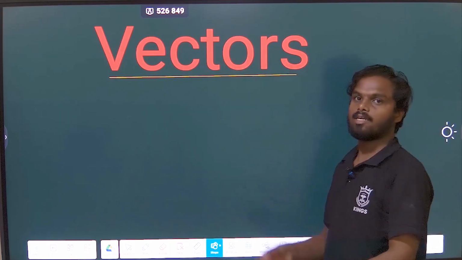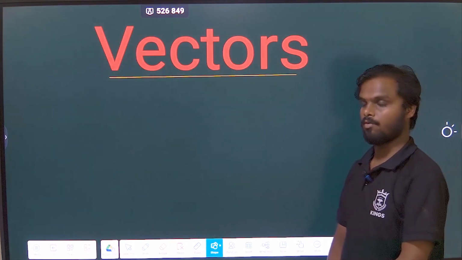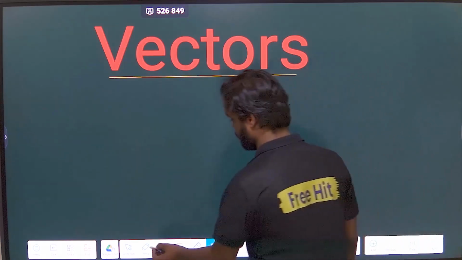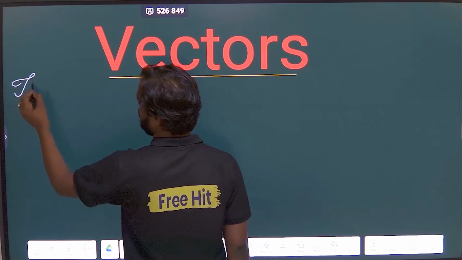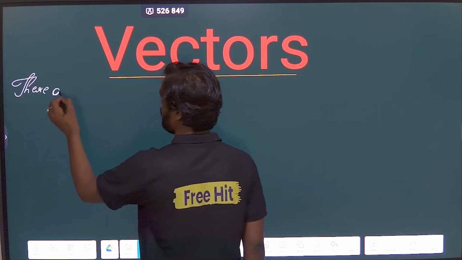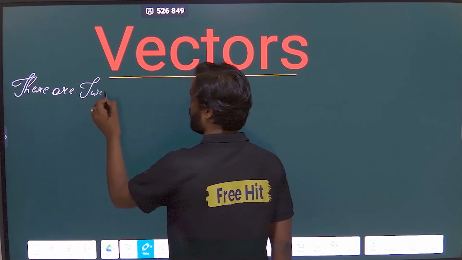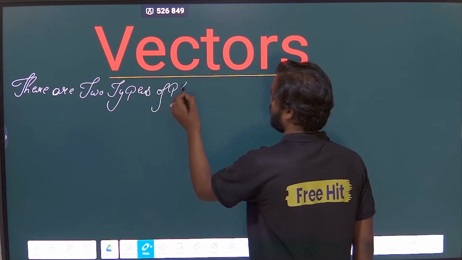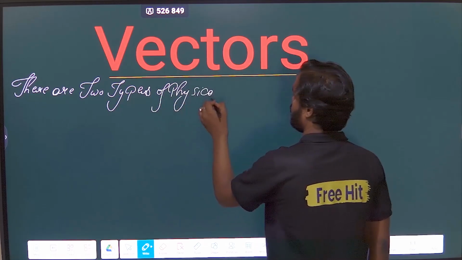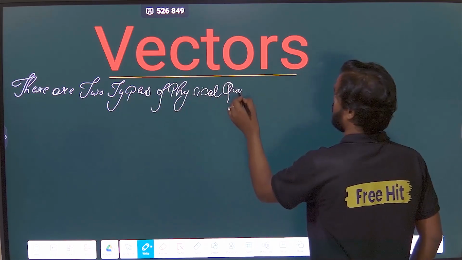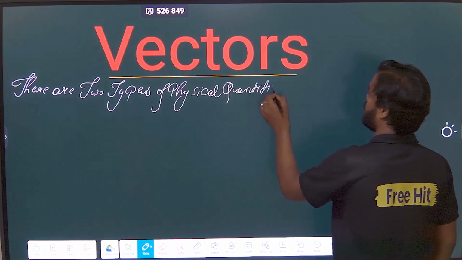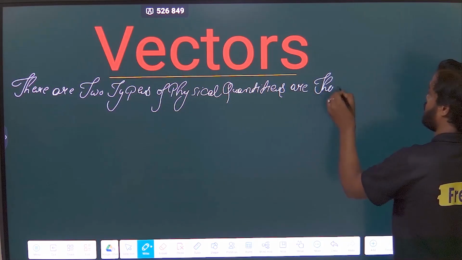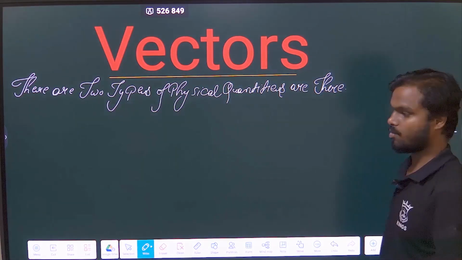First thing, why does the vector come into the picture, we have to first understand this. So for that you have to understand how many types of physical quantities are there. So there are two types of physical quantities. Okay, there are two types of physical quantities.